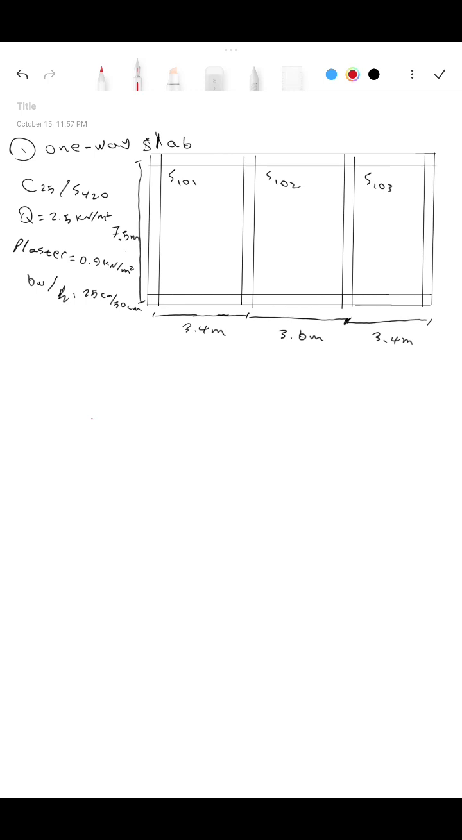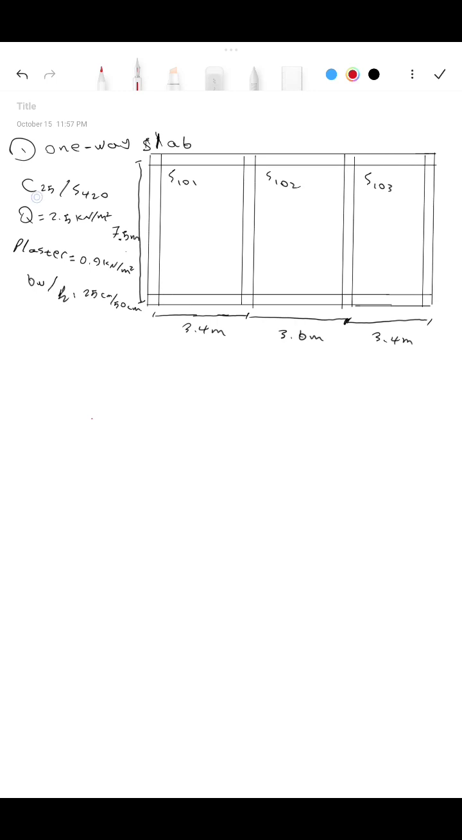First of all, we have three slabs as you see. Each one of them, we will design all of them. S101 and S103 are exactly the same because they are in the corner and also their distances are the same, like 3.4 the width and 7.5 the length. But in the middle, S102 is different because the width is different and also it's in the middle. This is the first point.